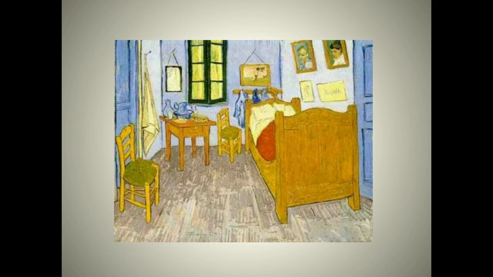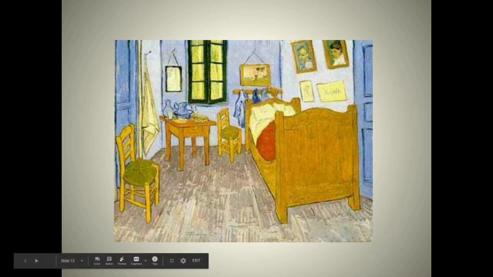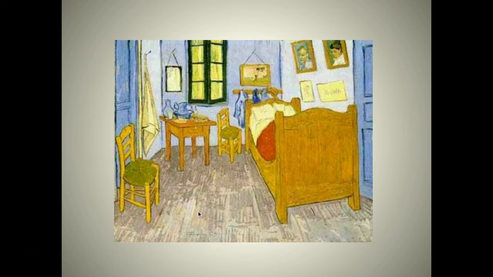This is called Bedroom at Arles. Arles is one of the towns that Van Gogh lived in, and this is one of his paintings about himself and his brother, whom he missed dearly. So in this painting, Van Gogh was in his bedroom and he was painting his bedroom because that's how he would kind of rent rooms to be able to stay in. It was kind of a way to live there in Europe at that time.